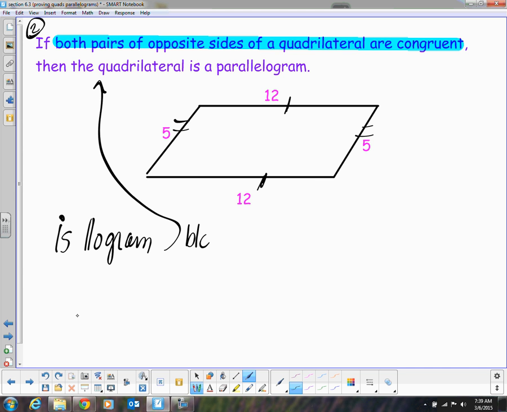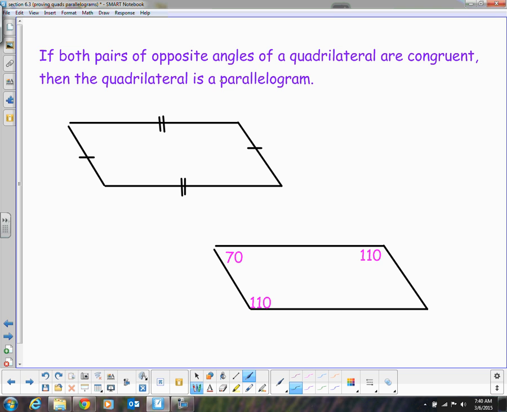Okay, what else do you think? What do you think the next one's going to be? What would it have to say, though, about angles? Look at what you wrote and reverse it. Earlier today, we already did consecutive angles. It's another angle one. All right. So now we're going to reverse the next one. It says, oh, well, wait a minute. If both pairs of opposite angles of a quadrilateral are congruent, then the quadrilateral is a parallelogram.